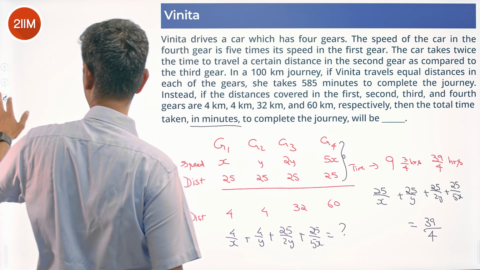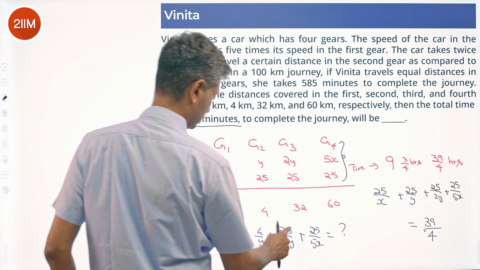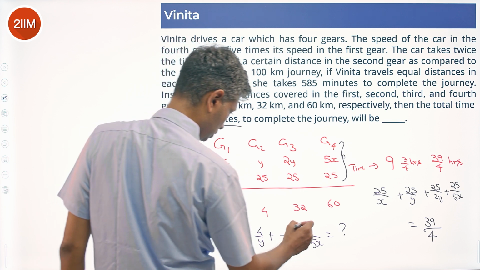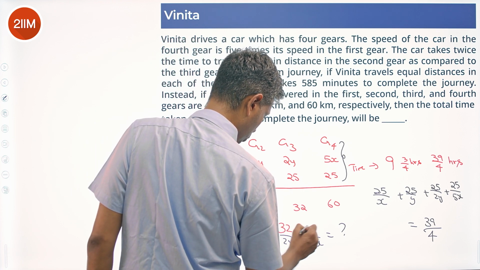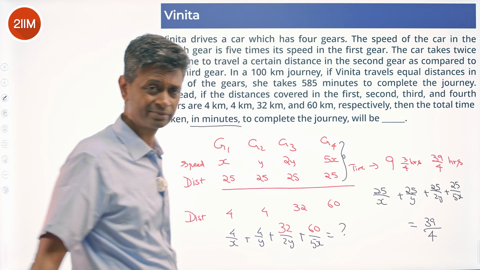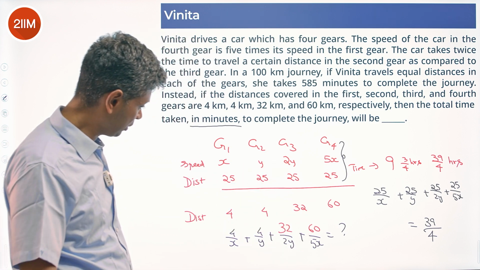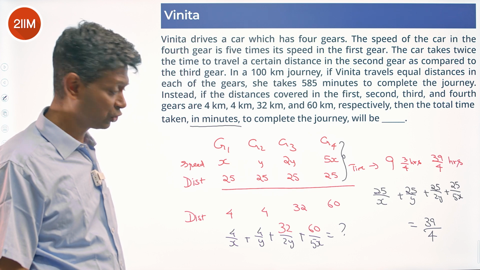I've written 25 and 25. I need to fix this. This is absolutely wrong. Let me fix that. This is 32 by 2y and 60 by 5x. I just copied this. I should have copied this. And so 4 by x plus 4 by y plus 32 by 2y plus 60 by 5x.